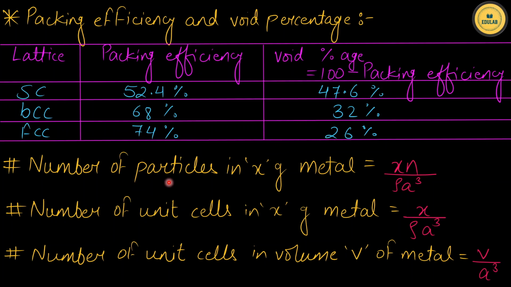Next one is number of particles in x gram metal, that is equal to x into N upon rho into a cube. Next one is the number of unit cells in x gram metal, that is equal to x upon rho a cube. And next one is number of unit cells in volume V of metal, that is equal to V upon a cube.